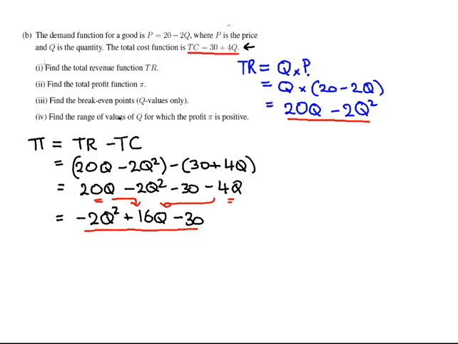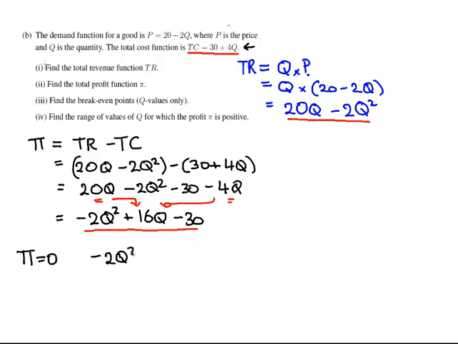Now, find the break-even points. The break-even points in this situation is when the profit is equal to 0. That's when you've just broken even. You haven't made a profit, you haven't made a loss. Your profit function is just exactly 0. So let pi, the profit function, equal 0. So if you let this expression here, our total profit function, equal 0.